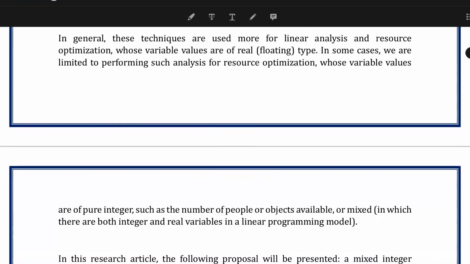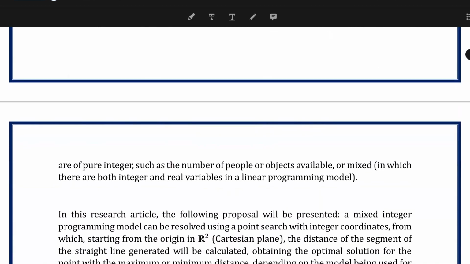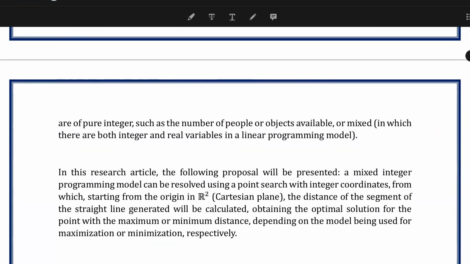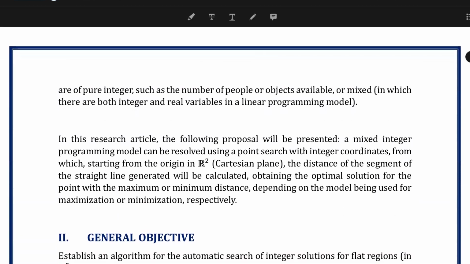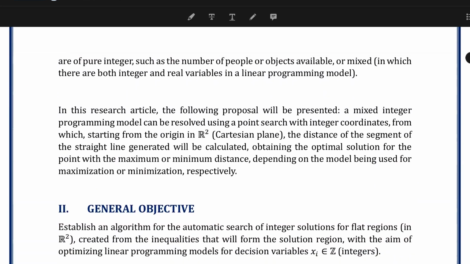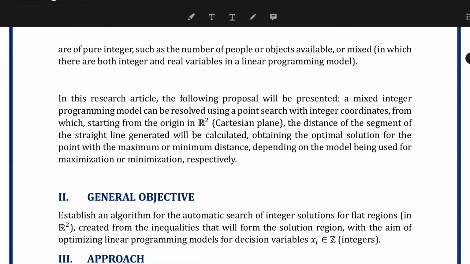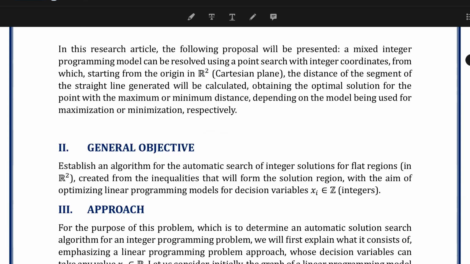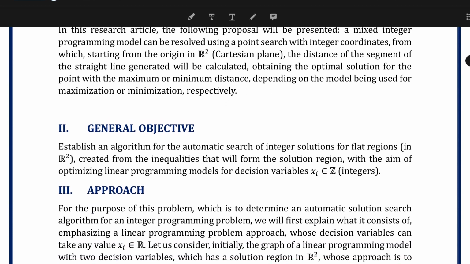Then, in this research article, our proposal is that a mixed integer programming model can be resolved using a point search with integer coordinates, starting from the origin in the Cartesian plane. As we mentioned, our general objective is to establish an algorithm for the automatic search of integer solutions for flat regions, created from the inequalities that will form the solution region, with the aim of optimizing linear programming models for integer decision variables x.